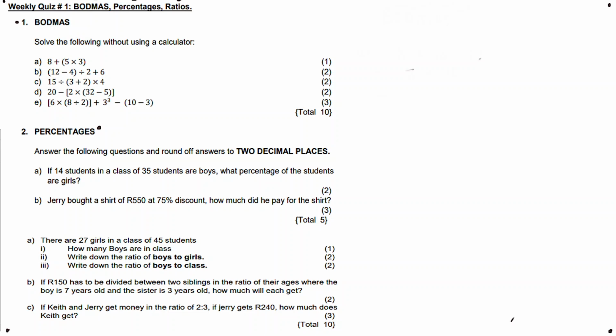Alright, this recording is a walkthrough of the memorandum for the weekly quiz we wrote on Monday, 20 January 2025. I'm taking you through the memorandum because I saw some struggles with percentages as well as ratios. It's a three-part question covering three topics: BODMAS, basic operations, percentages, and ratios.